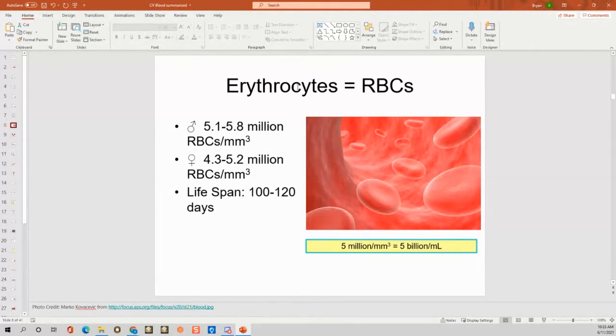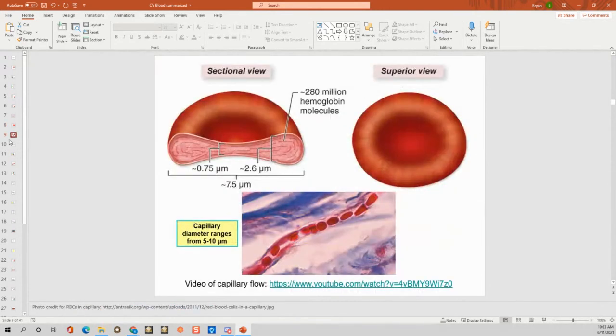Number one cell in your body, most abundant, I guess I should say. And they're constantly going through a cycle of about 3 to 4 months. You're making new ones, old ones are dying. Your spleen and your liver are picking the old ones out, getting rid of them, and telling your body to make more. So what's so cool about erythrocytes?